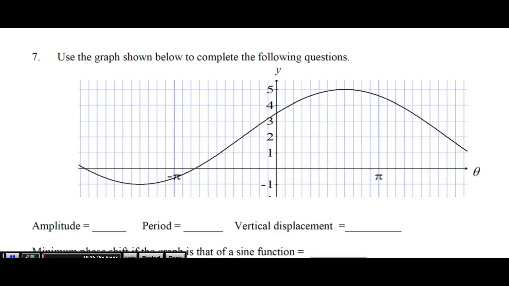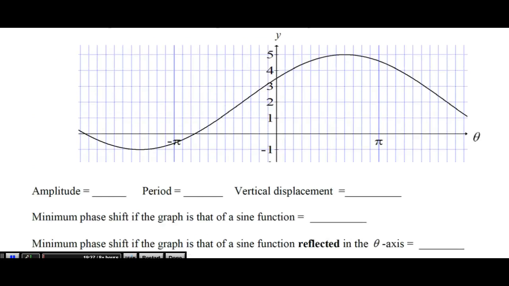Use the graph shown below to complete the following questions. Okay, so what's the first thing that I'm going to do? Figure out the scale, right? Make sure, because sometimes the scale is halves, so we don't want to count. Okay, so we got 1, 2, 3, 4, 5, 6. So the midline's at 1, 2, 3. So D is equal to 2, and A is equal to 3.